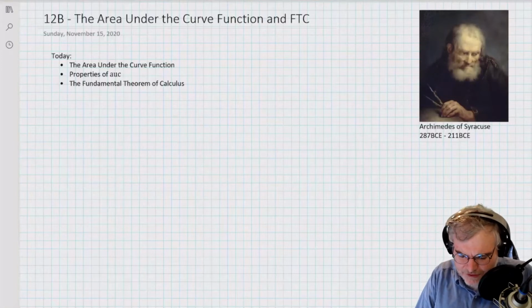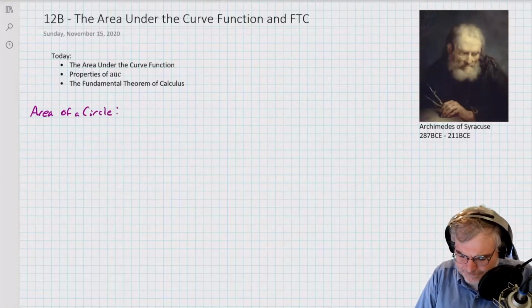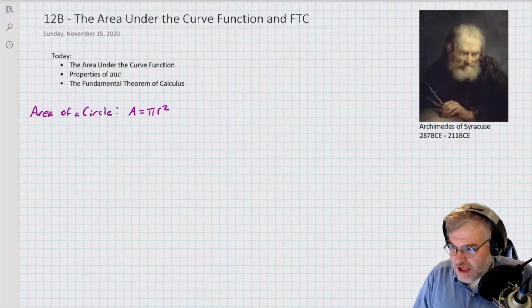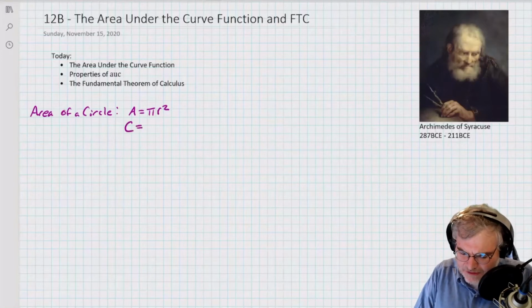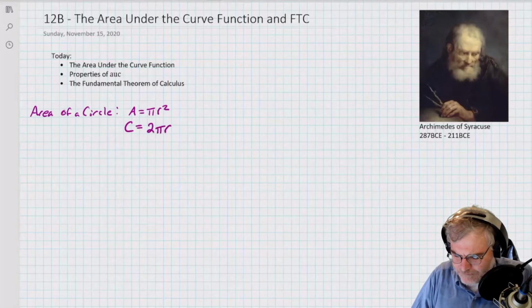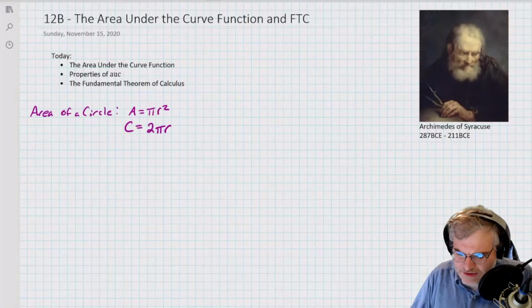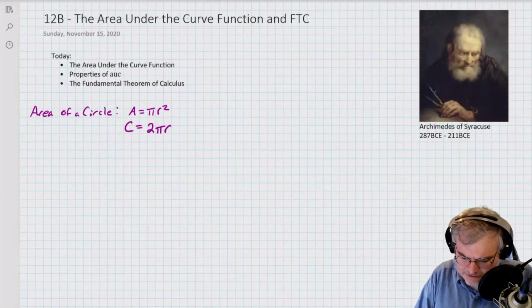Here's the motivating question. What is the area formula for a circle? A equals what? Pi r squared. Now, the circumference of a circle, which is the boundary, has the formula 2 pi r. What's the relationship between these two functions, pi r squared and 2 pi r? Why is it that dA over dr equals C?